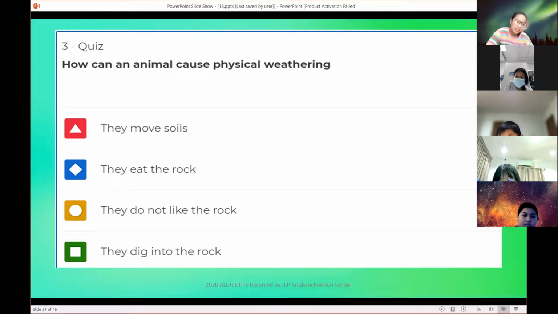Answer square. Can you make it louder? I can't hear you. You answer square. Okay. What about Don Raporn? What's your answer, Don Raporn? Square as well. So let's see. The correct answer is, can an animal dig into the rock? It means this is the rock and they dig into the rock like that. The correct answer here is they move soils.